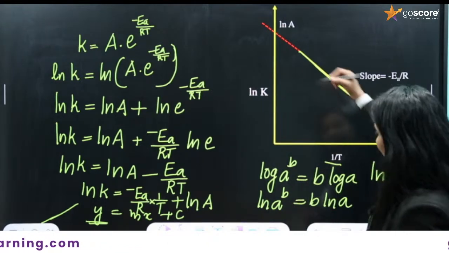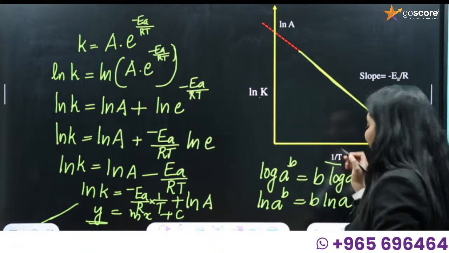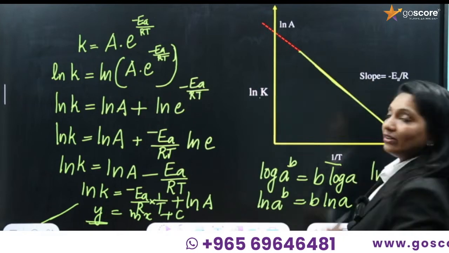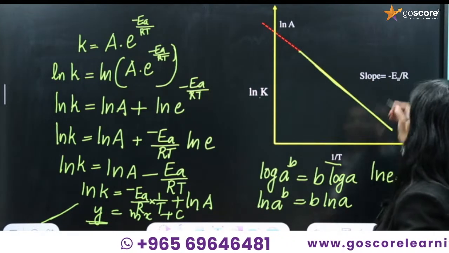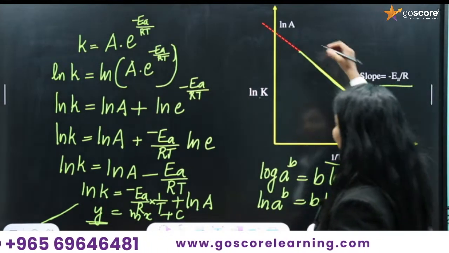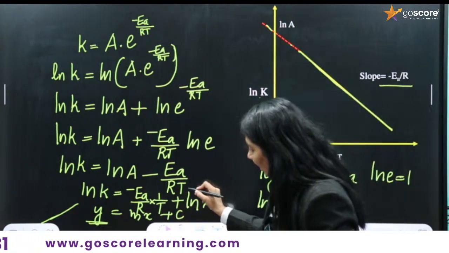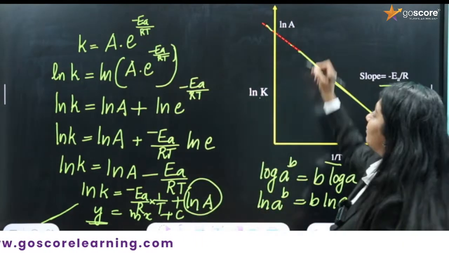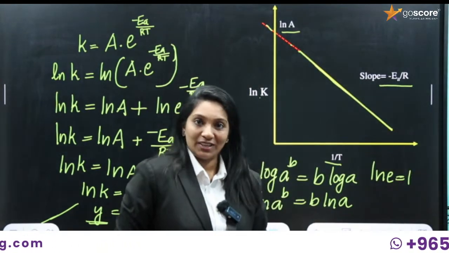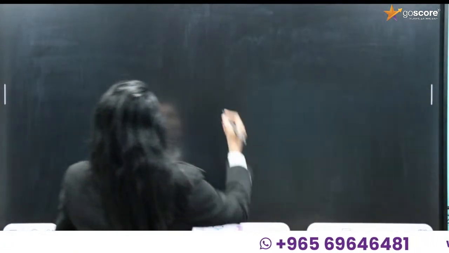So here, when we plot ln K, the natural log of the rate constant, against 1 by T, we will be getting a straight line with negative slope, that is minus EA by R. Okay, and if you extrapolate this graph to the y-axis, what will be the y-intercept we are getting? It will be the natural log of this factor, ln A. Okay, now see one more thing, just listen here.